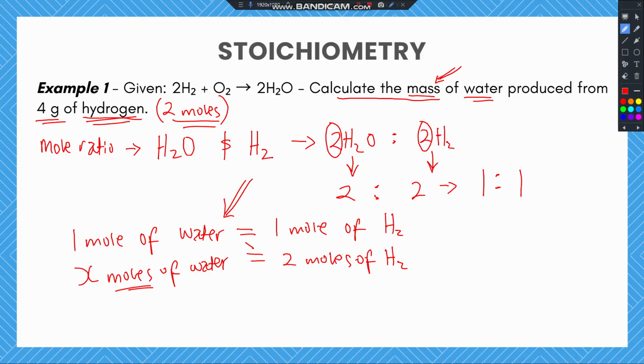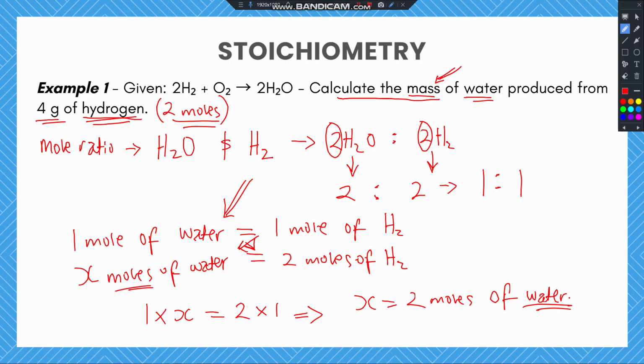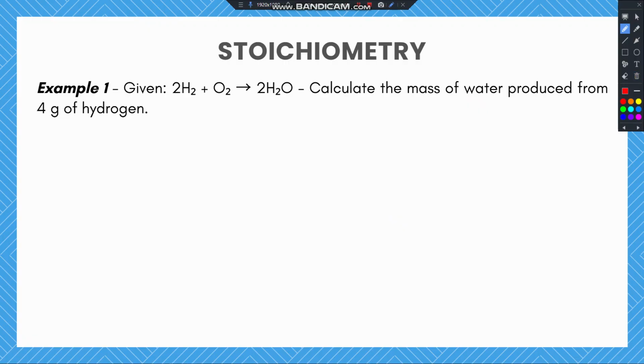So at this point, we cross multiply. When I cross multiply, I have 1 times X equal to 2 times 1. So therefore, this becomes X equal to 2 moles of water. So now I have gotten the number of moles of water that I need. But the question says calculate the mass. So therefore, I have to convert now from moles into mass.